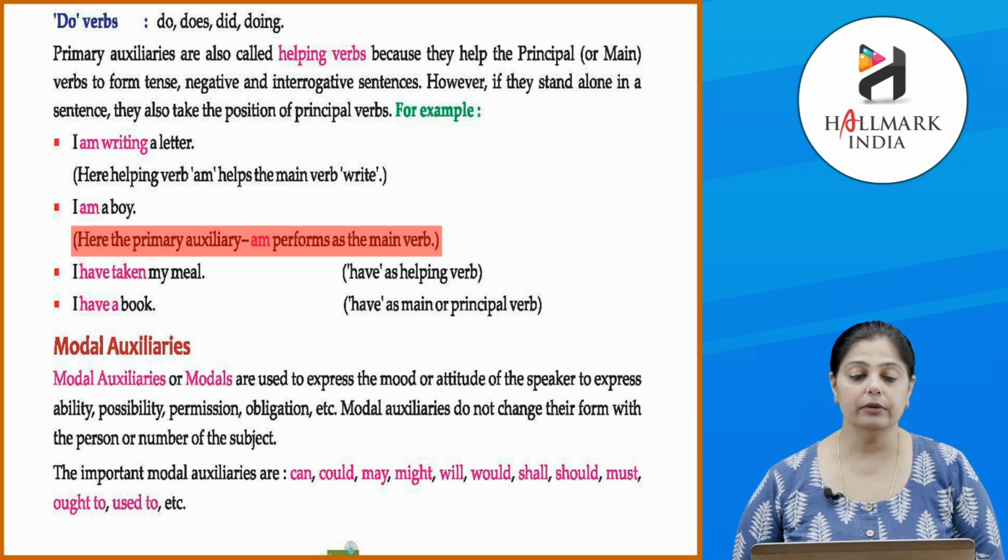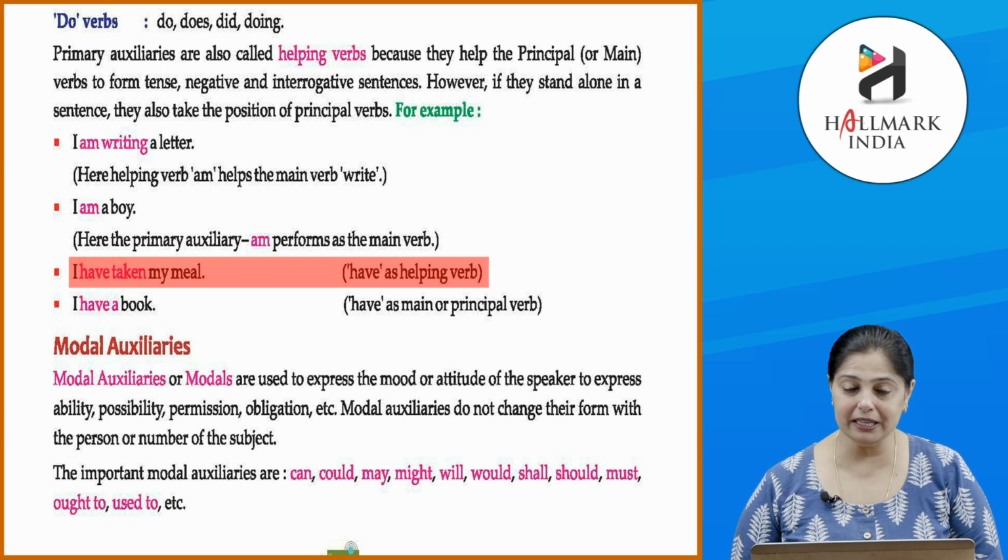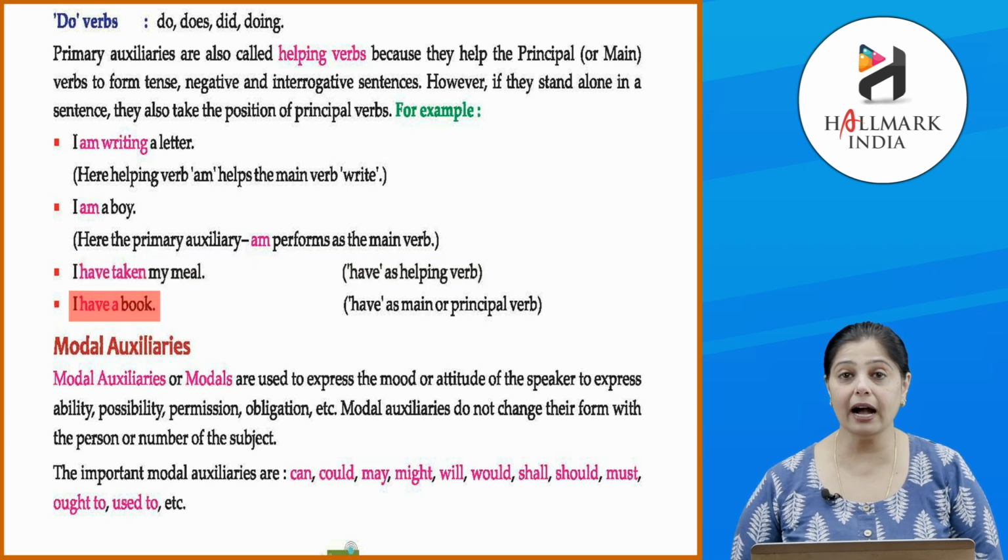Clear? Now, I have taken my meal. Have is a helping verb. Now, "I taken my meal" - will it make sense? No. I have taken my meal. I have a book. "I a book" does not make sense. So, I have a book. Here have becomes the main or principal verb.